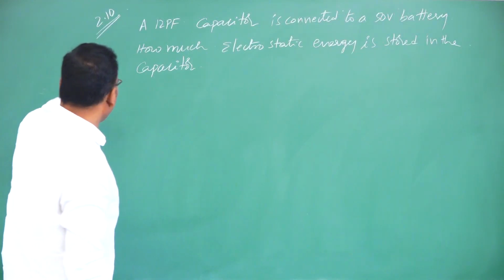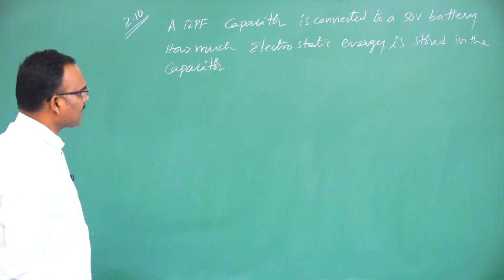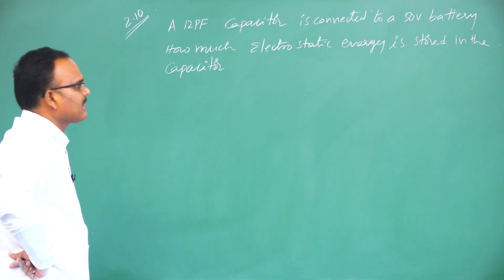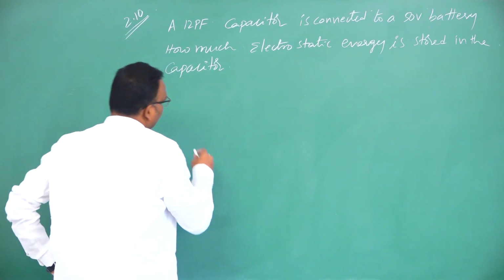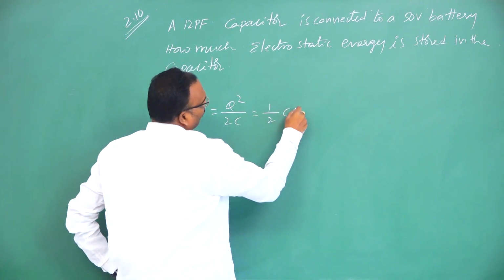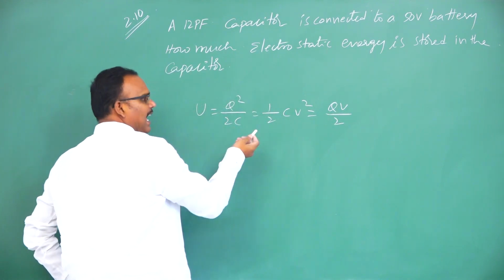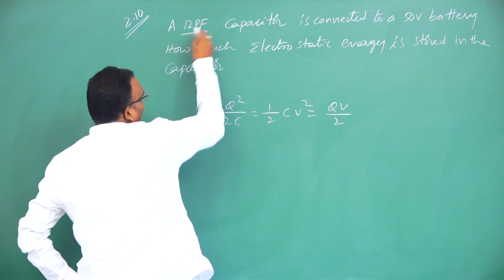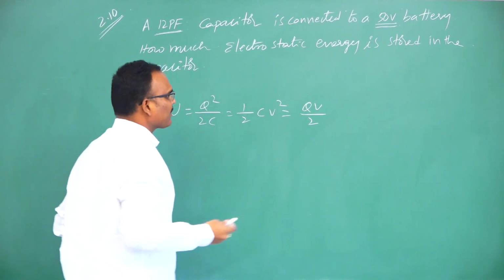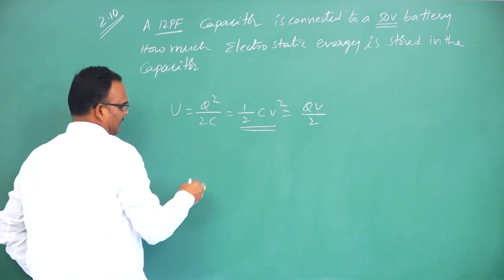Next problem, exercise problem number 2.10. A 12 picofarad capacitor is connected to a 50 volt battery. How much electrostatic energy is stored in the capacitor? We know the expression for energy stored in a capacitor, that is Q square by 2C or half CV square or QV by 2. Based on the data, I have to select the formula. Here I know the capacitance and I know the potential difference. That means we need an expression containing capacitance and potential, so I have to select this.